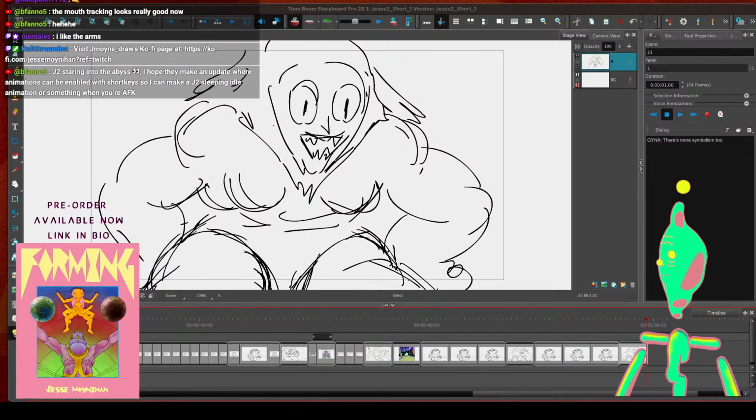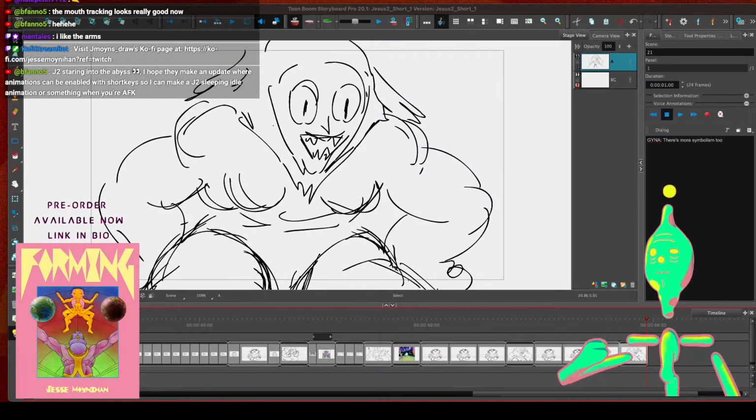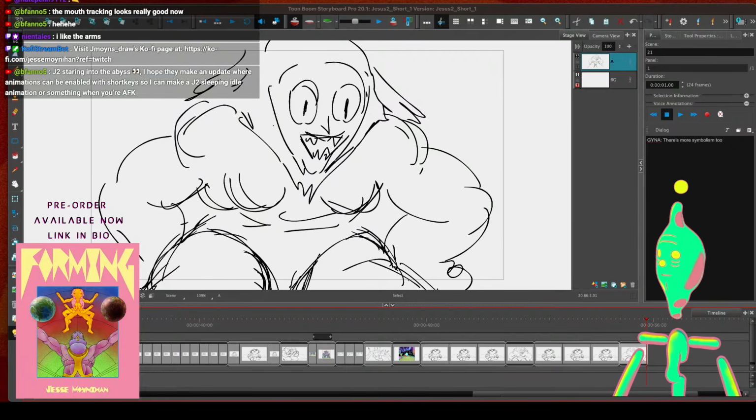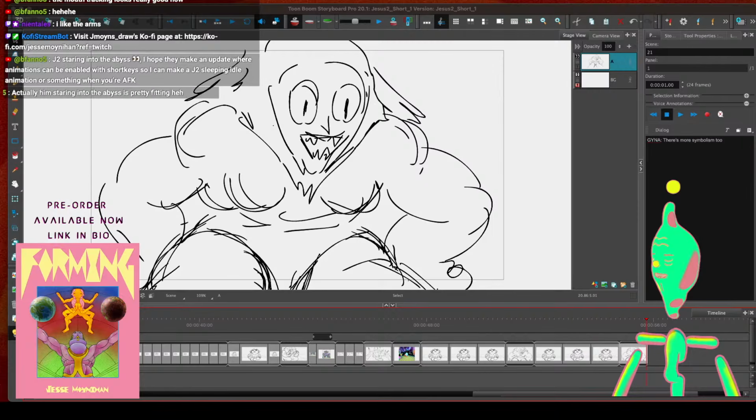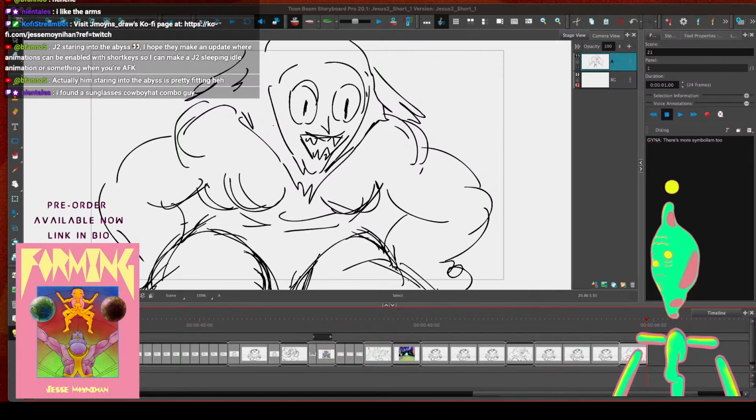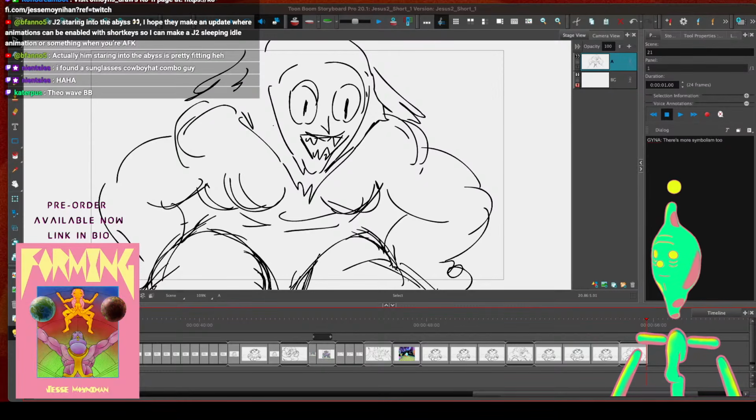I hope they make an update where animations can be enabled with short keys, so I can make a sleeping idle animation or something while you're AFK. It's like his soul leaves his body, you know, the operator or whatever, his operating system just vanishes.